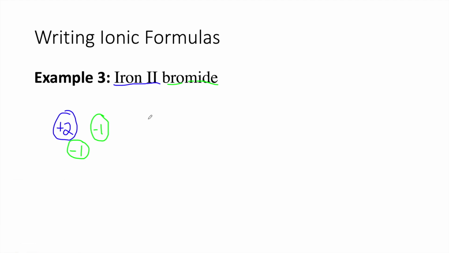So now we can go and write it with our symbols. We start with an Fe for iron. We have 1 positive 2 iron atom, so we don't need to add any subscripts to iron because there's only 1. Next up we have bromide, which has the chemical symbol Br. And we have 2 bromide ions, so I'm going to put a little subscript 2 after the symbol for bromide. So the correct chemical formula for iron 2 bromide is FeBr2.